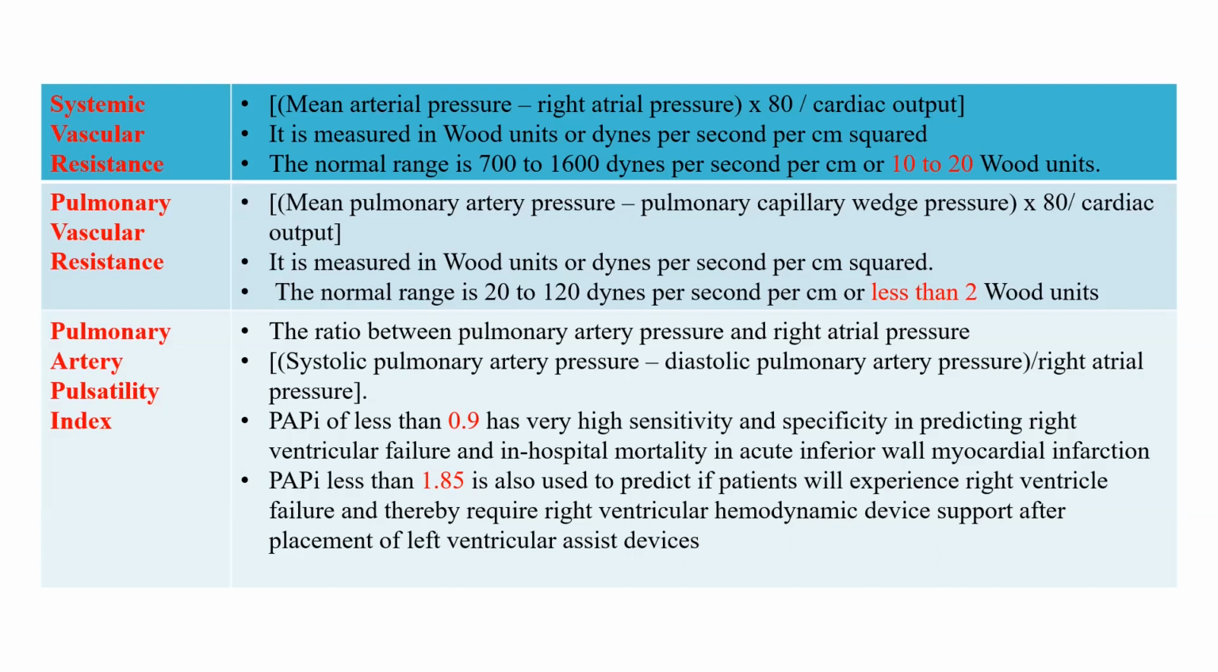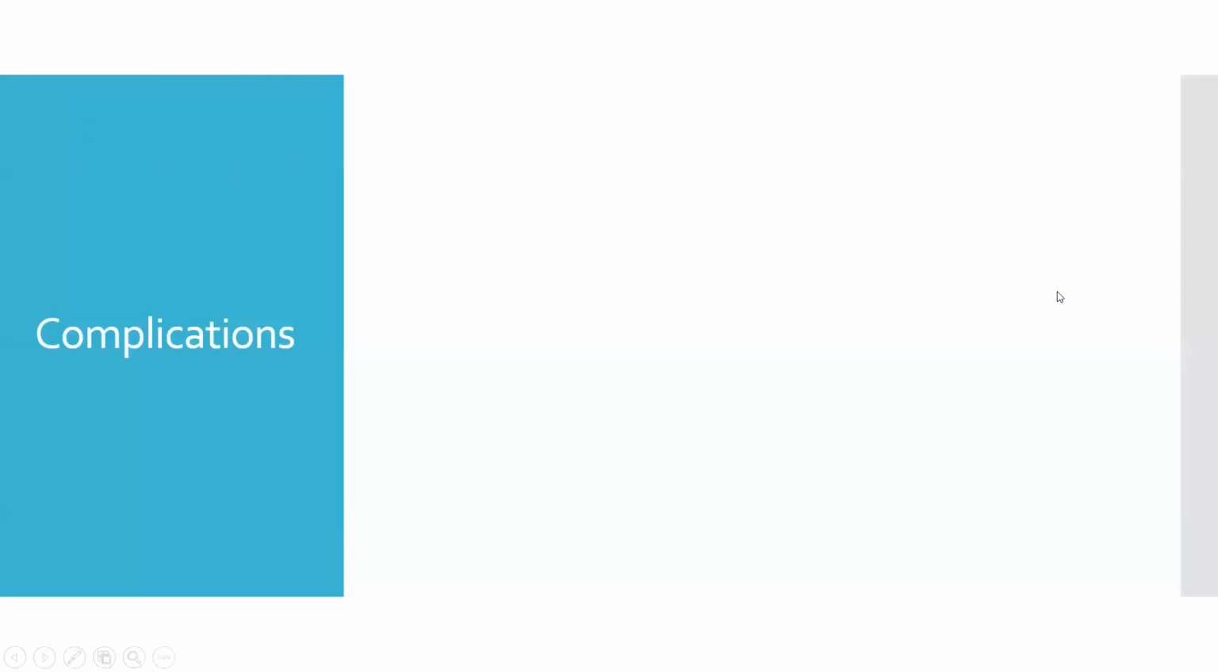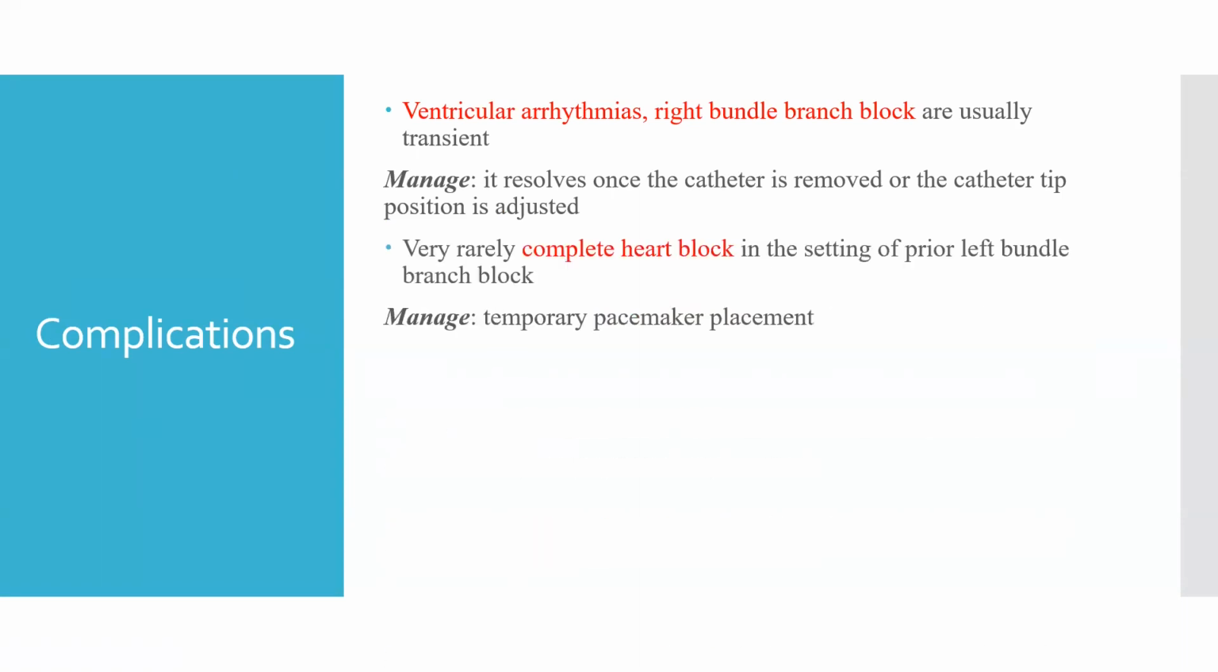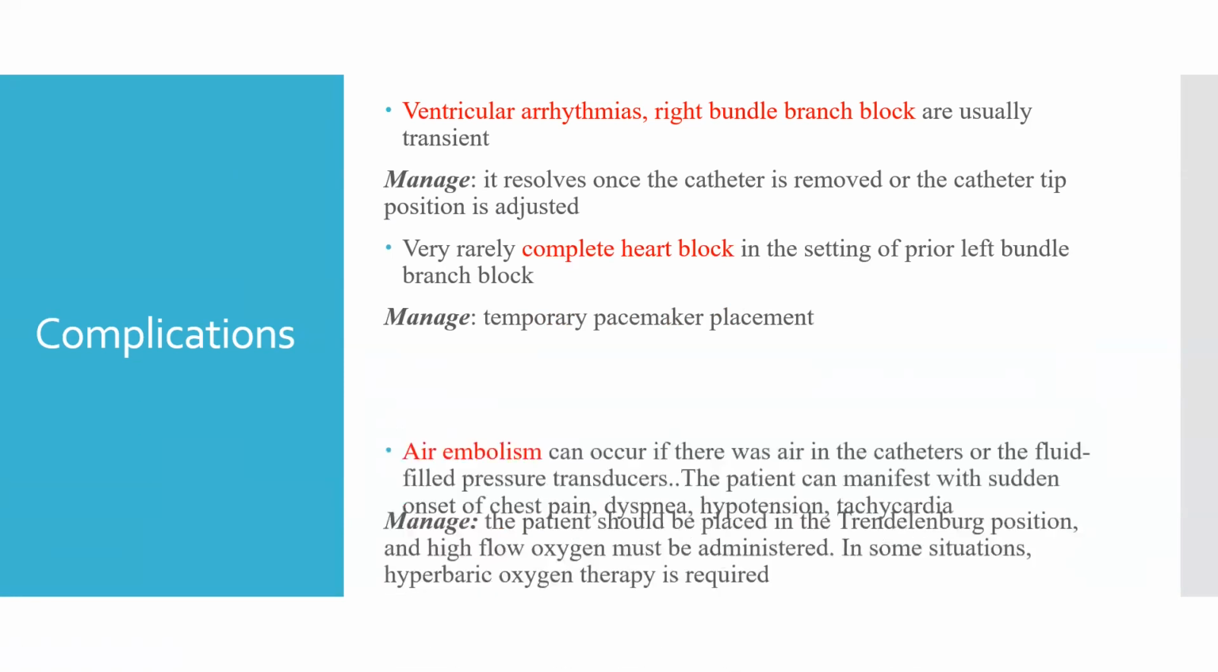How about our last topic, the complications of right heart catheterization. Ventricular arrhythmias and right bundle branch block are usually transient, and resolve once the catheter is removed or the catheter tip is adjusted. Very rarely, complete heart block occurs, usually in the setting of prior left bundle branch block, and this may require pacemaker implantation.